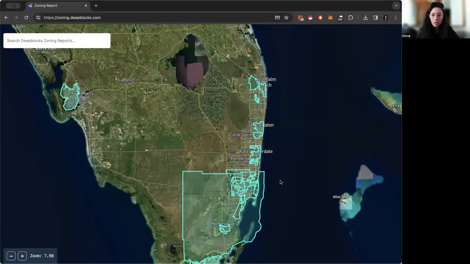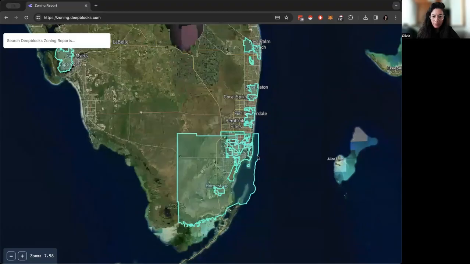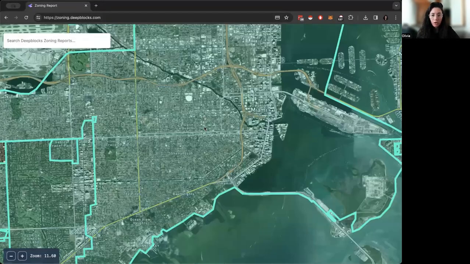Welcome back to the Deepblocks tutorial series for zoning reports. We're going to talk about the parameters that are included.